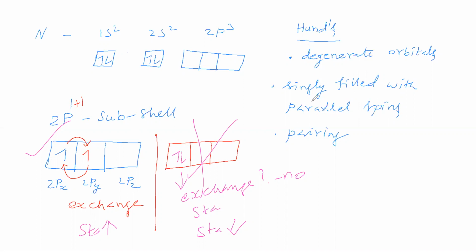Why are they saying parallel spins? Why do they have to mention parallel spins? That point also we'll see. So now we are taking the 2p subshell. This 2p subshell, we will take 2 electrons. How to fill those 2 electrons? Singly filled with the parallel spins.